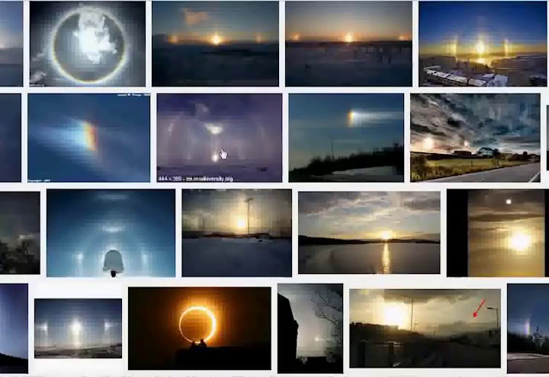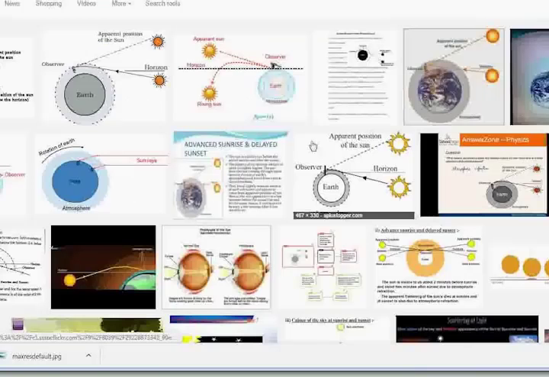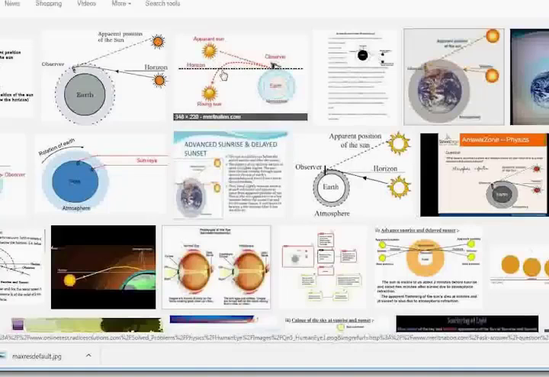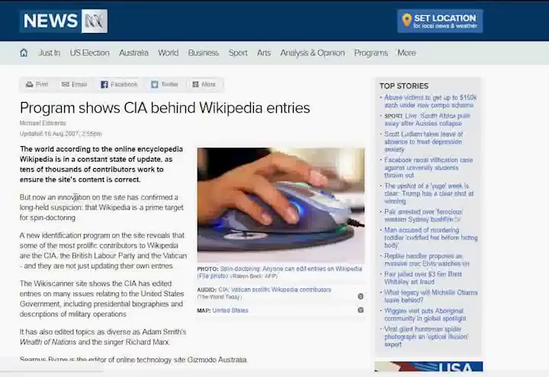It's called advanced sunrise and delayed sunset. This is where the sun sets later than it should. Sometimes the sun rises earlier than it should. This is evidence that the sun's light bends upwards towards you. In fact, even according to Wikipedia, which is usually very anti-conspiracy, the sun has been seen to set and then rise again, only to set and rise within the same hour. This can be found under the entry for atmospheric refraction.